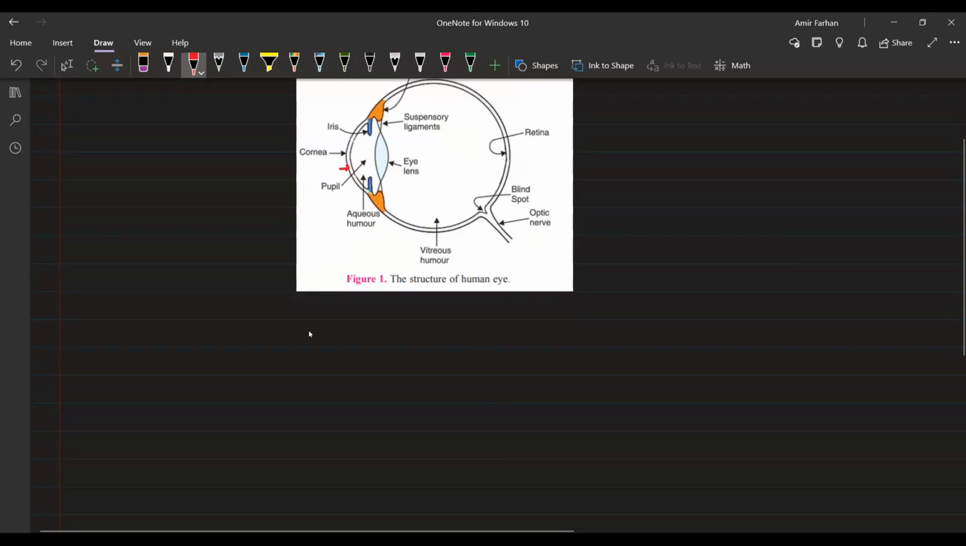Can you tell me what the function of vitreous humor was again? Vitreous humor basically maintains the shape of an eye. It maintains the pressure inside so that the eye is in a completely spherical form. Okay, so let's discuss one by one and everything in detail.